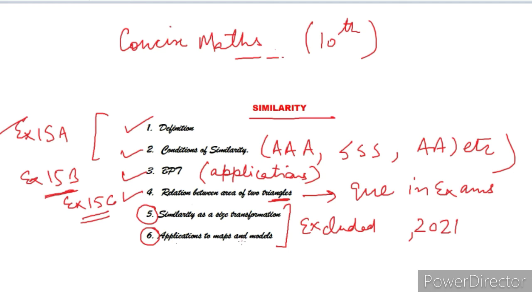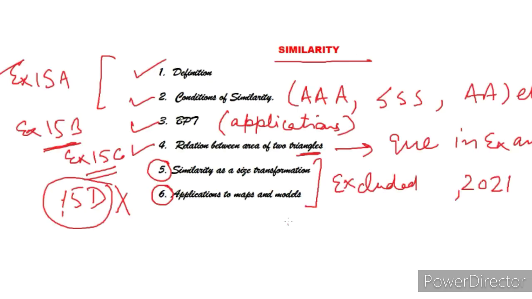If I talk about the Concise Mathematics book, I would suggest that exercise number 15D will not be included in the syllabus. From these topics, similarity as size transformation and applications to maps and models, definitely one question would come in the exam, which has now been excluded. This was also an important part earlier, but now it will not be there for the exams.